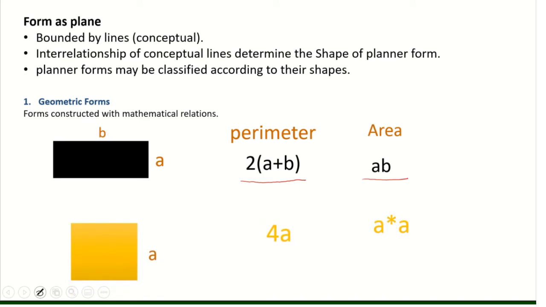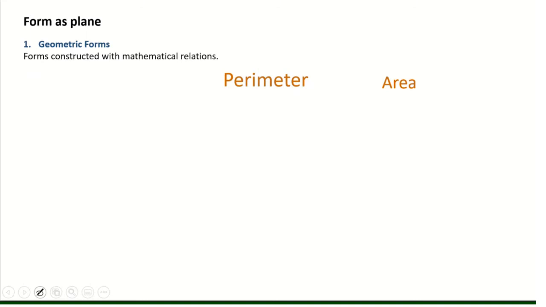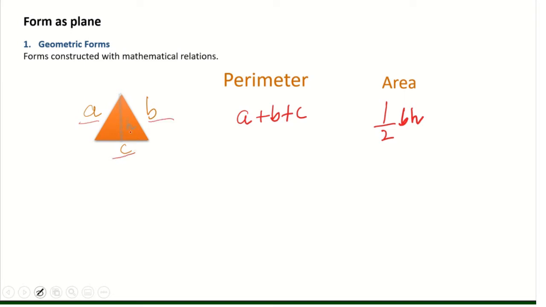The same way, if we consider a square which has a side of a, then the perimeter is 4a and its area is a squared. So the mathematical relation will be like that. The same way, if we consider another shape, a triangle, which has sides a, b, c and a height of h, then the perimeter would be a plus b plus c and the area is half of b into h.